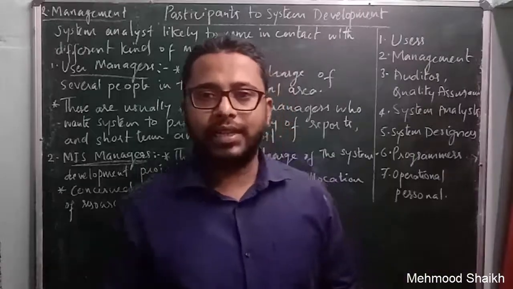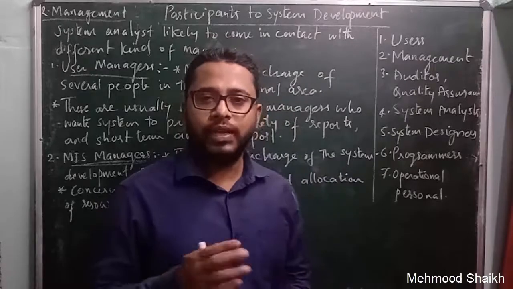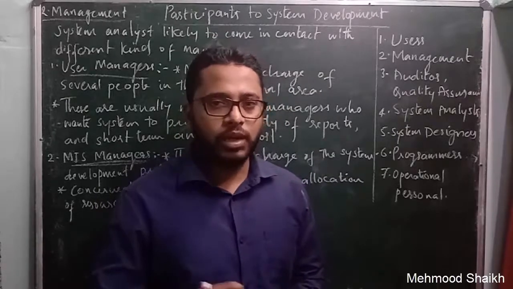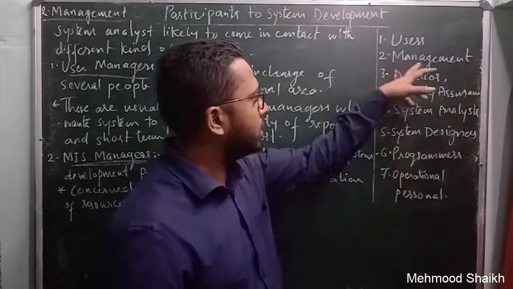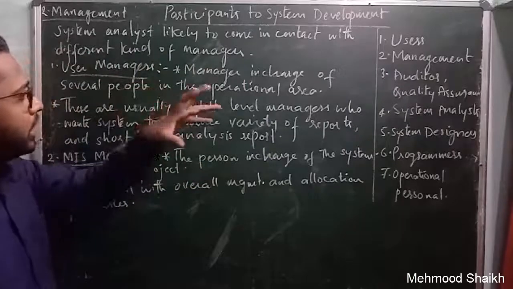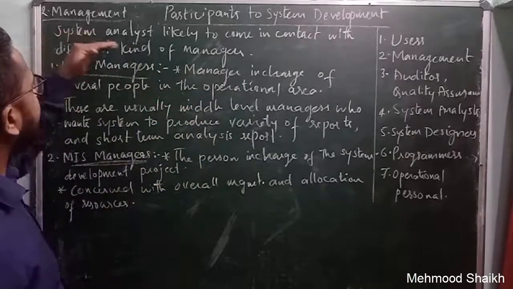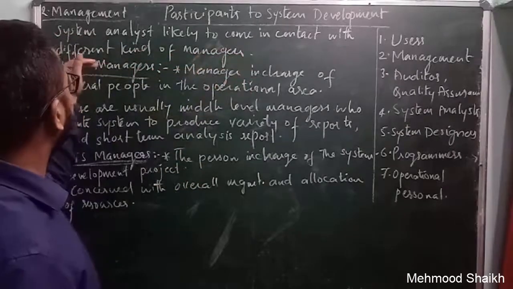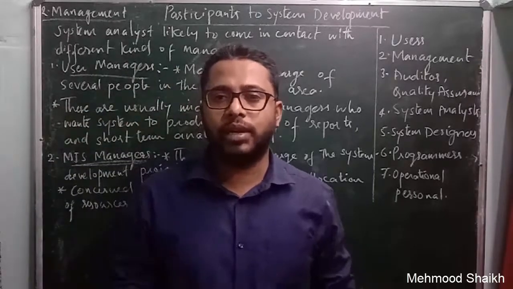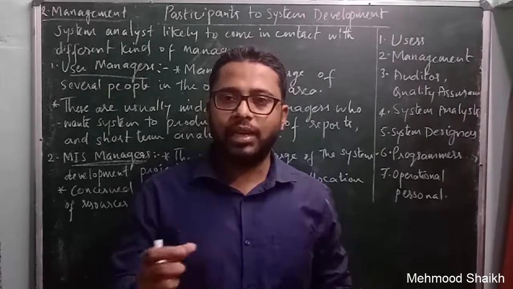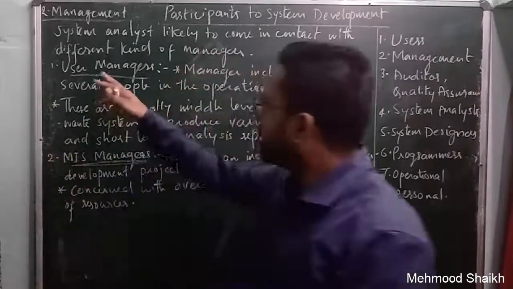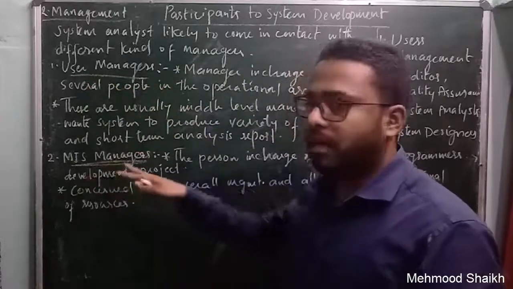Now we'll see the second type of participant who takes part in the system development process, and that second type of participant is management. Now we'll see the various points for this type of participant. The system analyst is likely to come in contact with different kinds of managers. Throughout the system development activity, the system analyst will be in contact with different kinds of managers, and those managers are user managers and MIS managers.